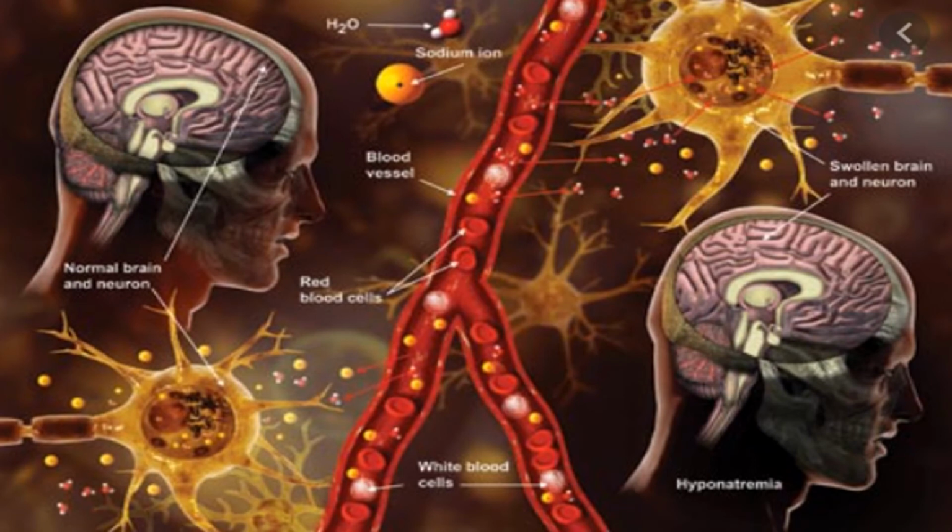This is just to show you an example here. This is a normal brain, and you have the blood vessel with hyponatremia, and you have water crossing the cell membrane, and this is a swollen neuron and the swollen brain. So this is what happens in hyponatremia.